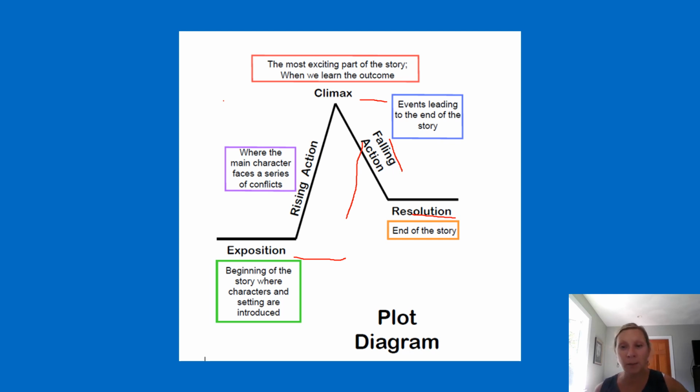So really, when you think about the way that a good story is set up, you introduce the characters and the setting, then you immediately get into the different conflicts that that character is facing. Then there's a really big, exciting part, and it doesn't necessarily have to be right in the middle of a story. If there's 10 pages to a story, the climax doesn't have to be on page 4 or 5. It could be towards the end a little bit more because there might be a lot of events that lead up to that.